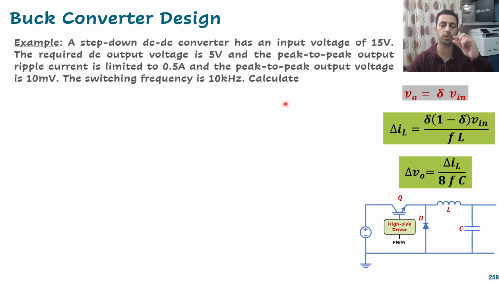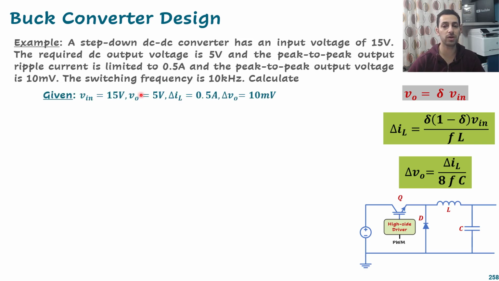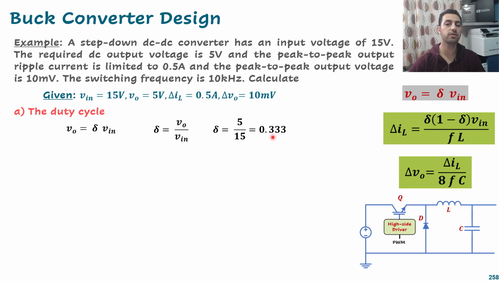So if it's 5 volt, we want just 5 volt to change only within 10 millivolt. Okay, the switching frequency is chosen to be 10 kilohertz. So what is given: V input 15, V output 5, delta I 0.5 and delta V 10 millivolt. The first requirement is to calculate the duty cycle, and I think it's very easy because we have this relation. We can use it to just substitute the V input and V output, and it will be 5 divided by 15, and this will give us 33.3% or 0.333.